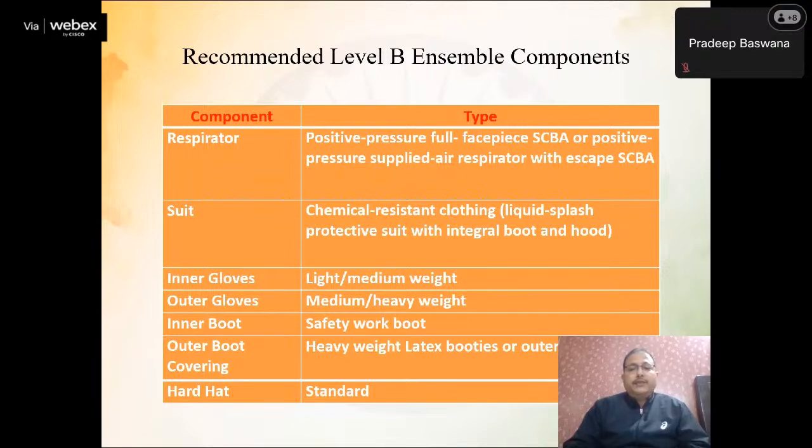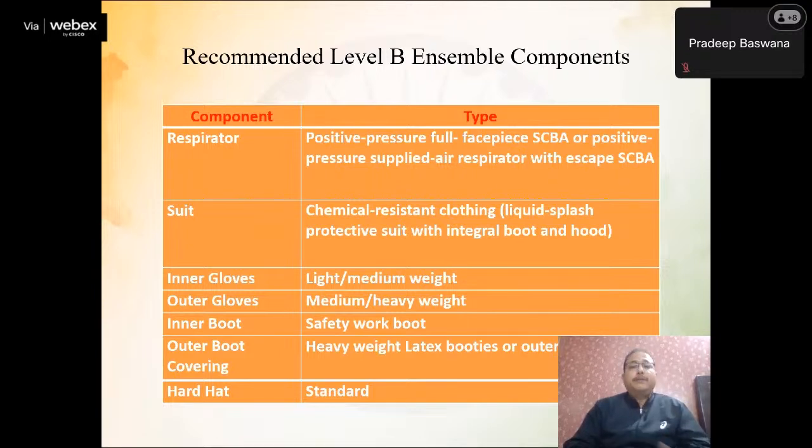Inner gloves should be light or medium weight. Outer gloves medium heavy weight. Inner boot, safety work boot, and outer boot covering should be heavy weight latex booties or outer boots. Hard hat could be standard. So these are the recommendations which we can focus upon regarding the ensemble components of level B. You can easily see that there is not much difference between level A and level B.